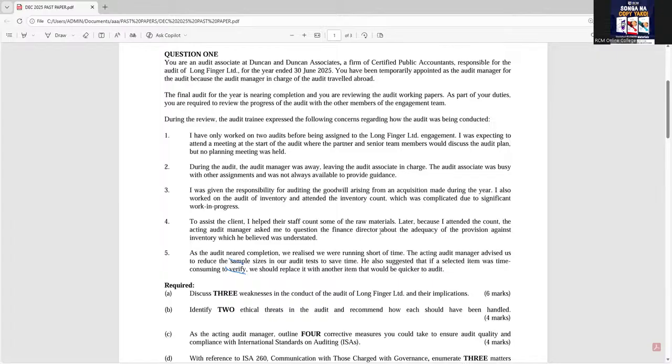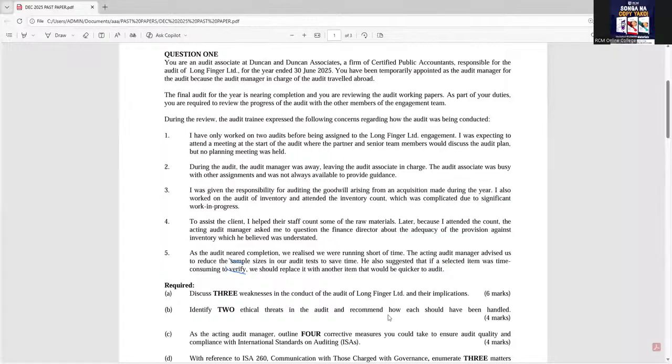So you can talk about the self-review threat. You can talk about advocacy, then intimidation to some extent, but not exactly directly from the client's end, but from his end as the audit associate who was conducting this audit. So those are the three you can mention. If you could have mentioned them from this point, then you could have actually scored the mark.